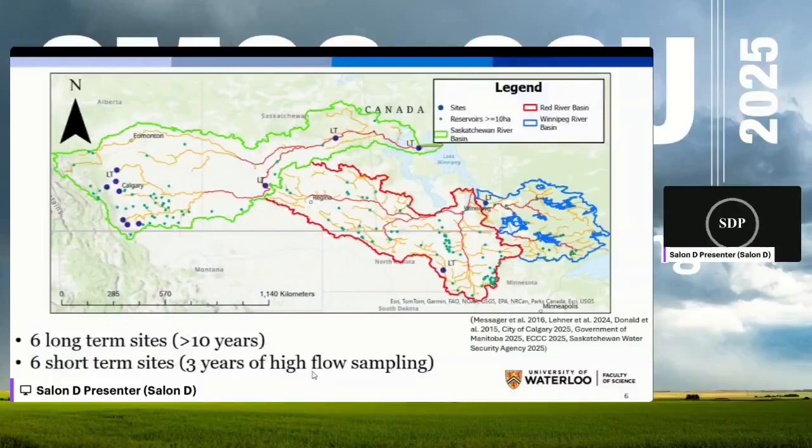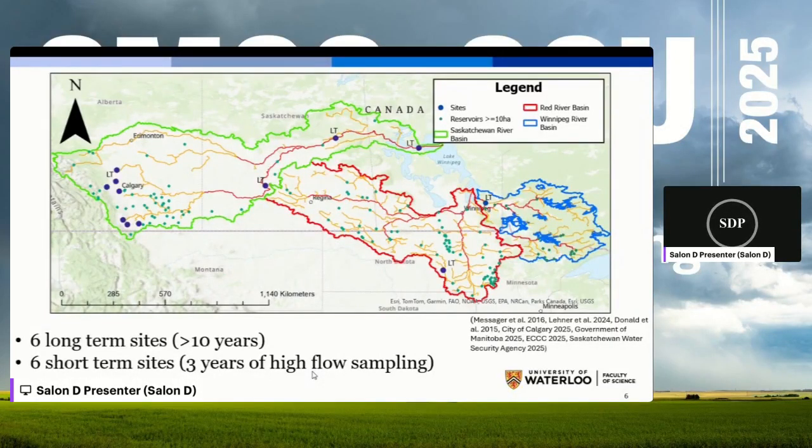So in order to do this, we had to find sites where we had inflow and outflow monitoring of both periodic concentration data and daily discharge. So in the end, we found 6 long-term sites. These are sites with 10 years of approximately monthly water quality sampling. These are from federal, provincial, and municipal governments. And they were paired with Water Survey of Canada discharge monitoring sites.